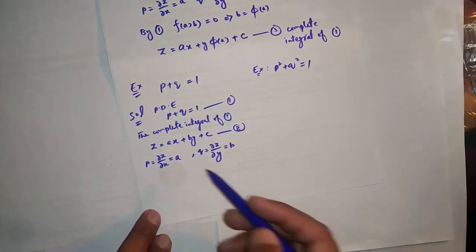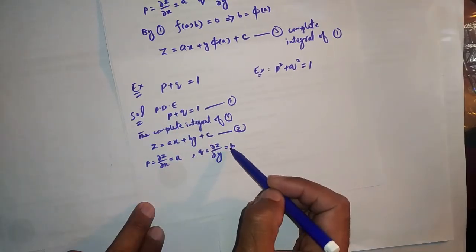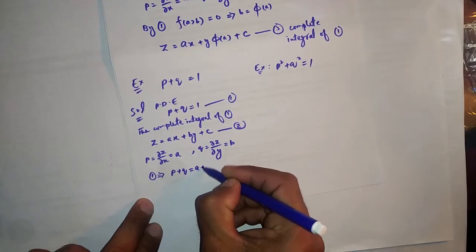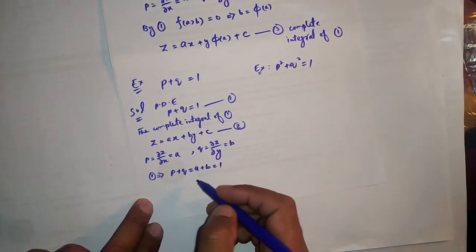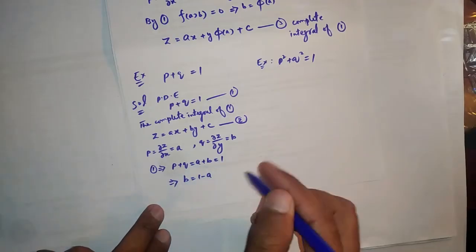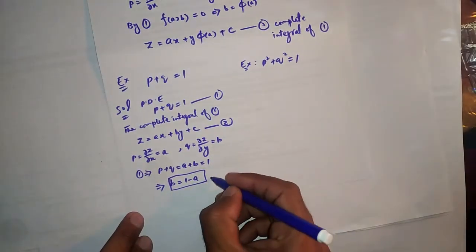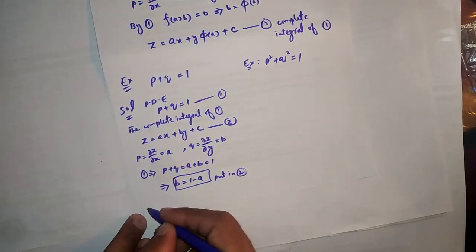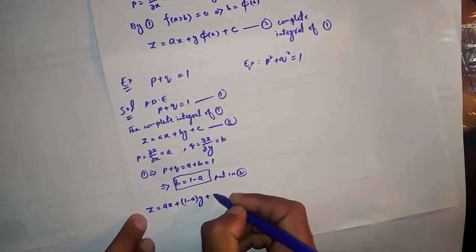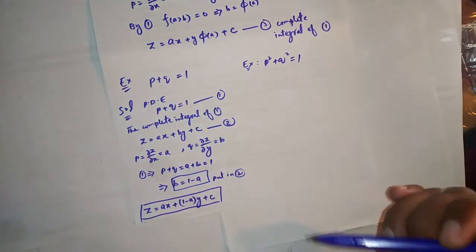Then from equations 1 and 2, p is equal to a and q is equal to b. Then from equation 1, p plus q, which is a plus b, is equal to 1, this implies that b equals 1 minus a. So we have obtained the value of b. Now we have to put this value of b in equation number 2. So z will be equal to ax plus (1 minus a) into y plus c. So this is the complete integral of equation 1. Clear?